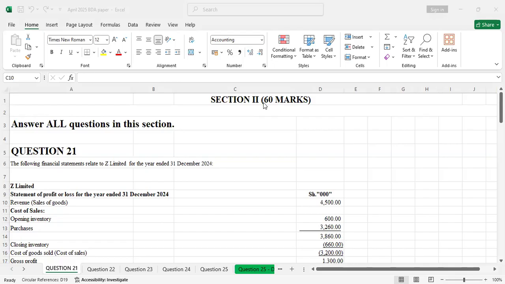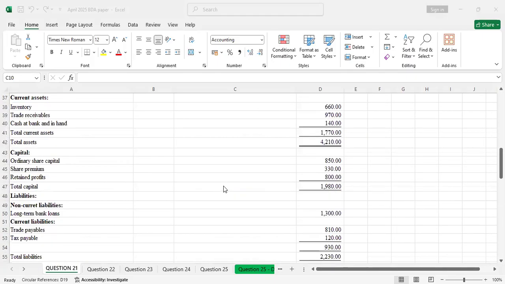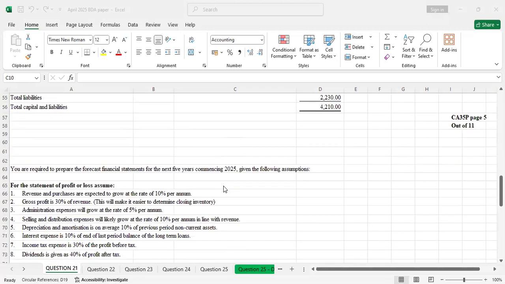So we'll continue with the revision of the April 2025, and today I'll do question 21, and I'll read the question straight away. The following financial statements relate to Z Limited for the year ended 31st December 2024. You are required to prepare the forecast financial statements for the next 5 years, commencing 2025, given the following assumptions.